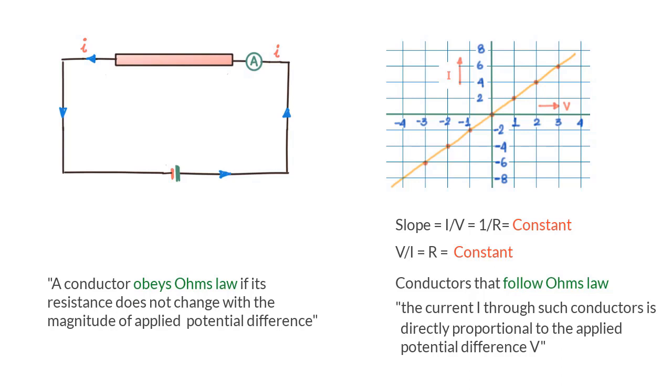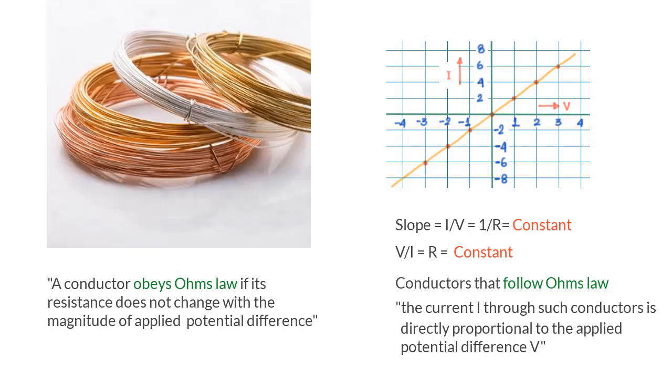Most materials that are homogeneous, like copper, silver or gold, follow Ohm's law as long as the applied potential difference or the electric field is not too high. If the applied potential difference is very high, there would be a departure from the linear relationship that Ohm's law states in almost all cases.